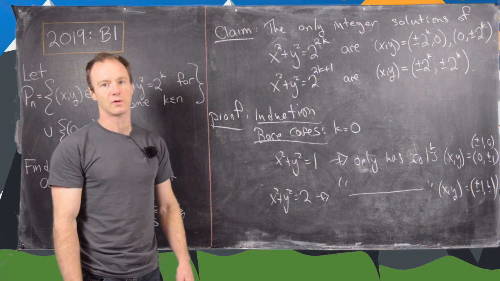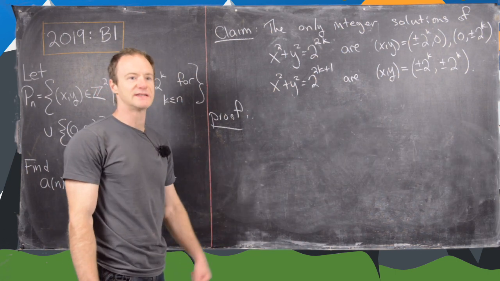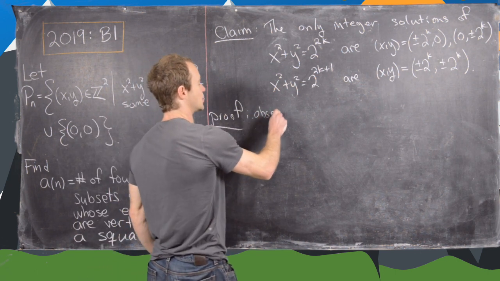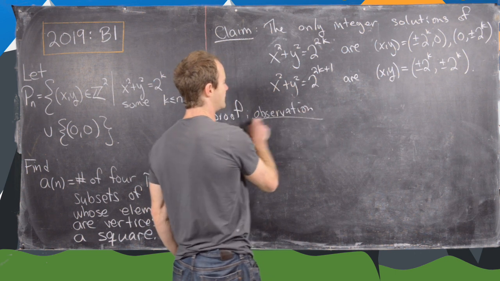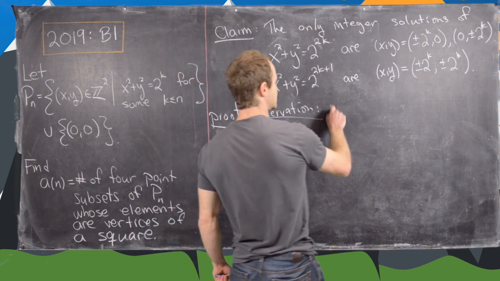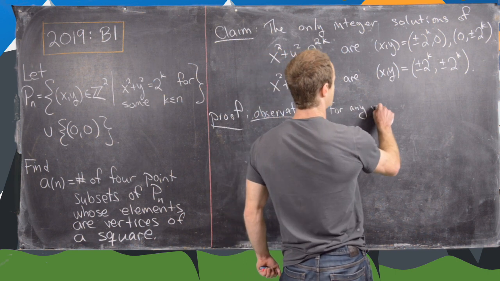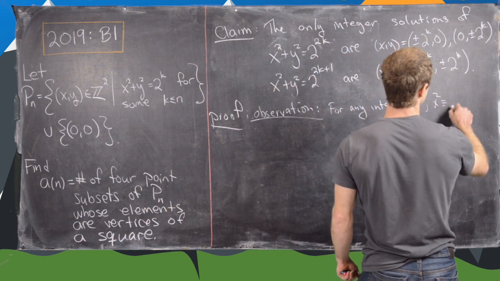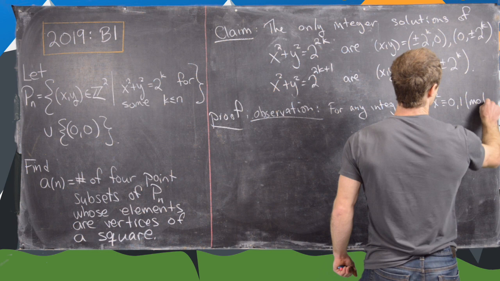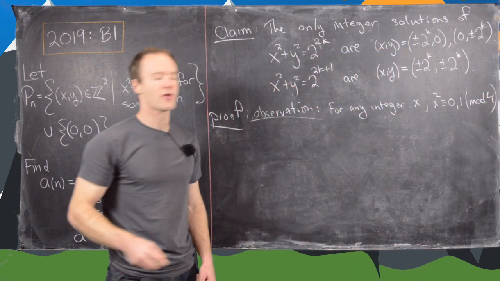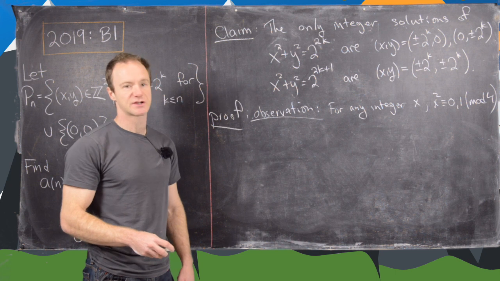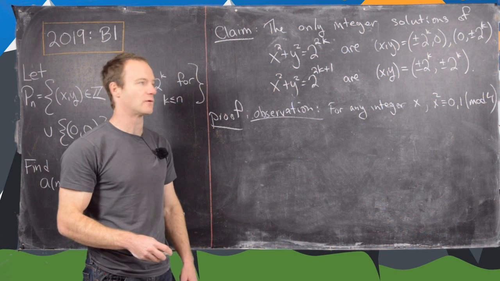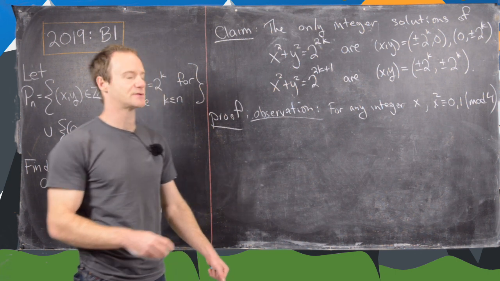So I'll clean up the board and then we'll get to the rest of the induction proof. We proved our base case and now we're ready to finish it off. But before we do that, we need to recall the following observation, which is easy to prove: for any integer x, we know that x squared is congruent to 0 or 1 mod 4. In other words, we cannot have a perfect square be congruent to 2 mod 4 or 3 mod 4, only 0 mod 4 or 1 mod 4. So we'll use that as we finish this proof.